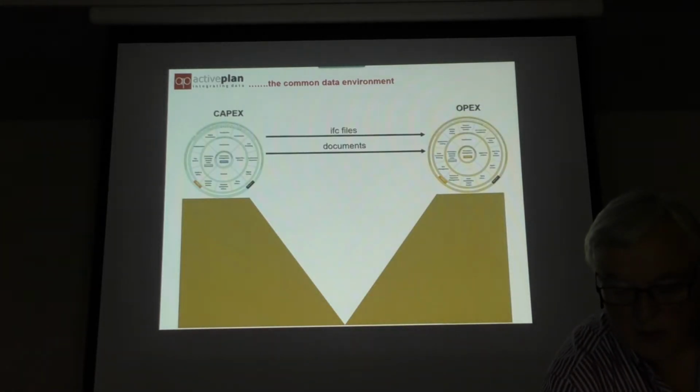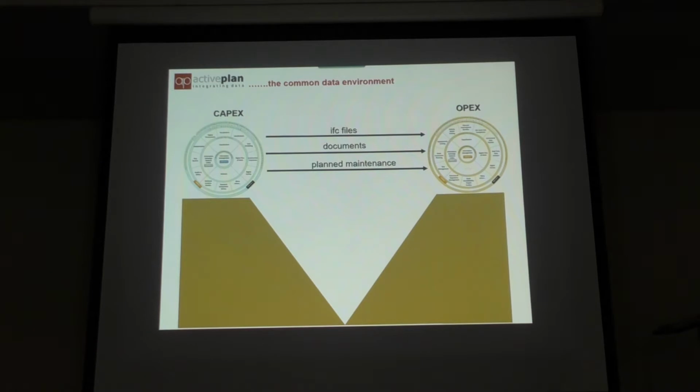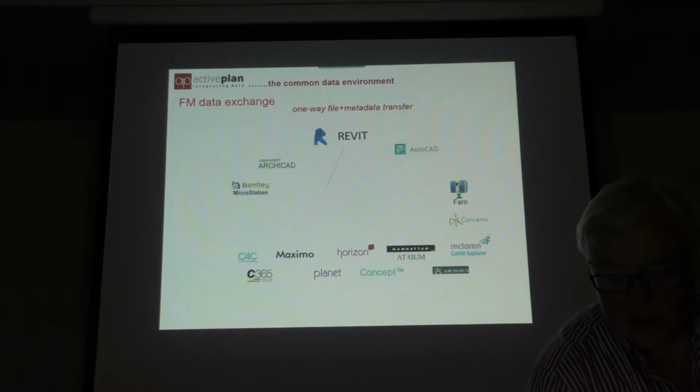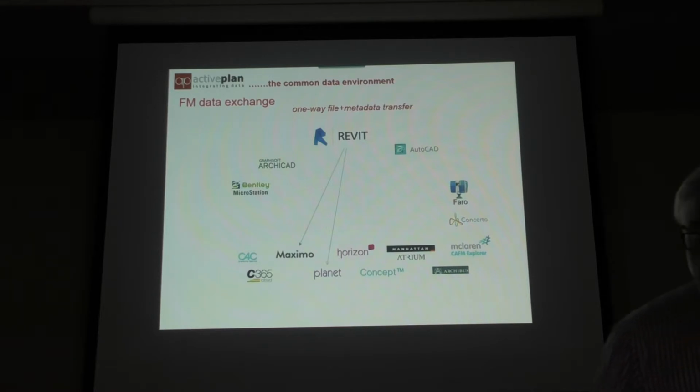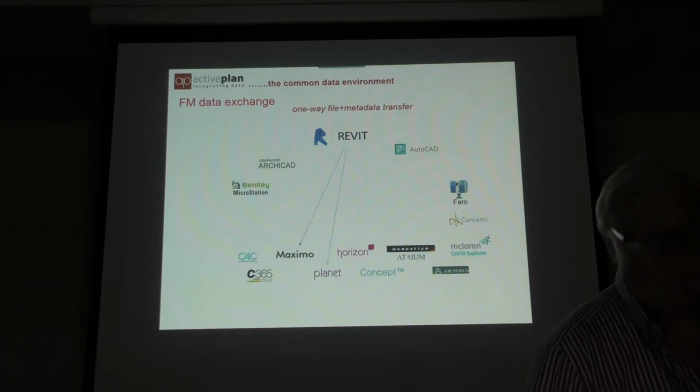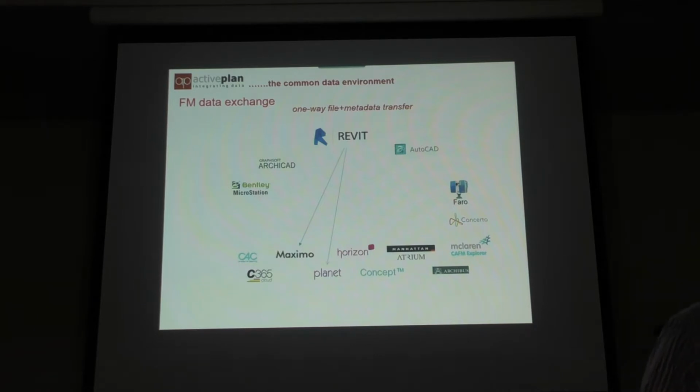And why is that important? Well, really, if you're going to deliver value at the operational side of things, it's not just a matter of a one-way transfer of data. It's not just a matter of passing over a file which then can be read by the other party. What we actually need to do is, rather than have these one-way files that are designed to maybe go from Revit to Maximo or Planet as a one-off transfer, the exercise of keeping all of those interfaces up to date is a nightmare.